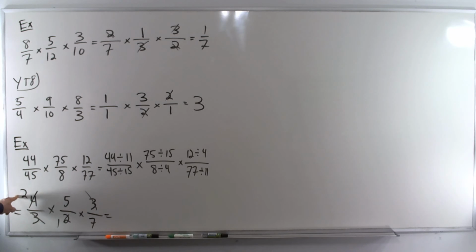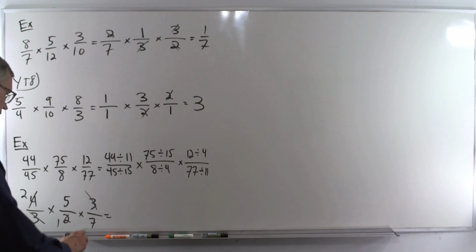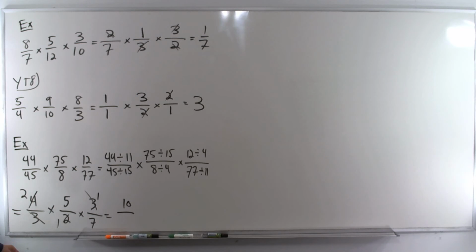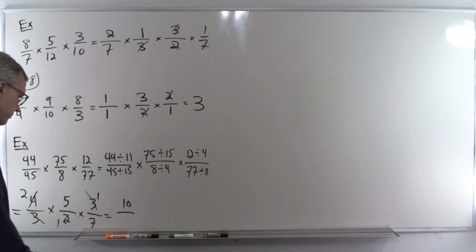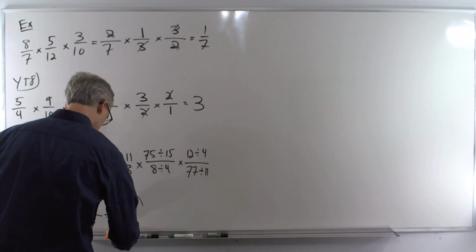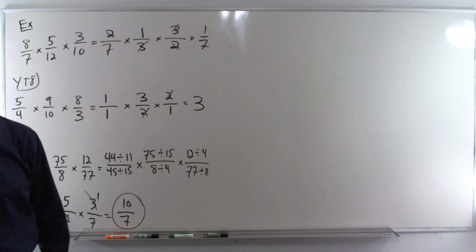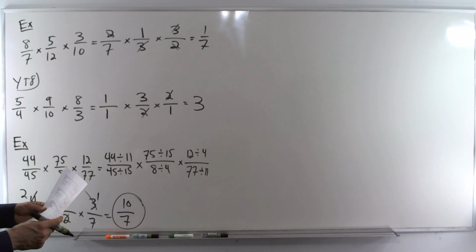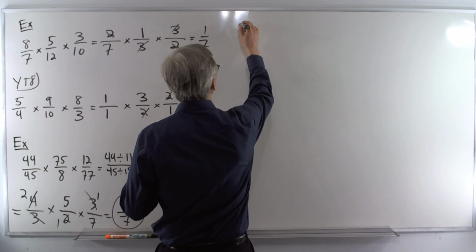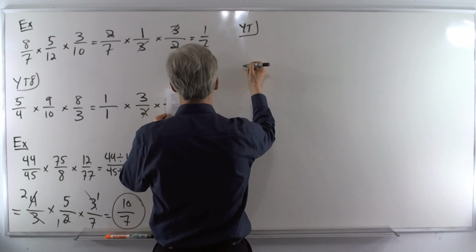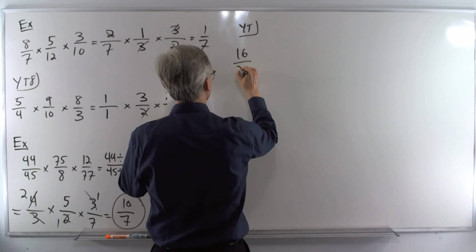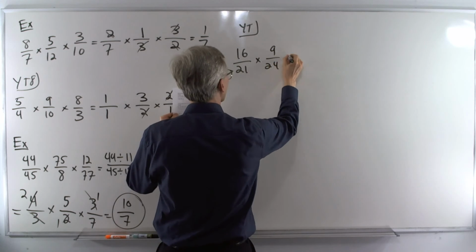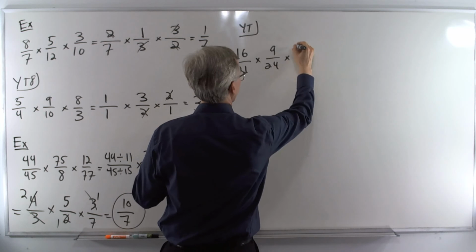So multiplying straight across, we got 2 times 5 times 1. And that is 10. And then we have 1 times 7. 10 sevenths. Your turn. 16 over 21 times 9 over 24 times 35 over 25.